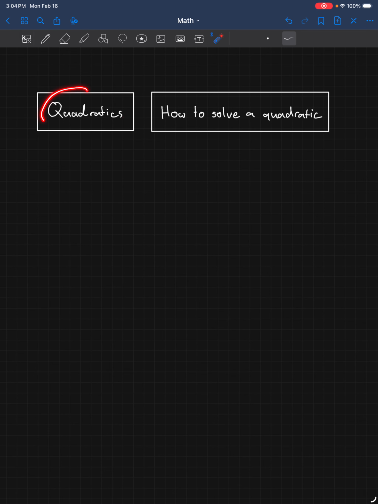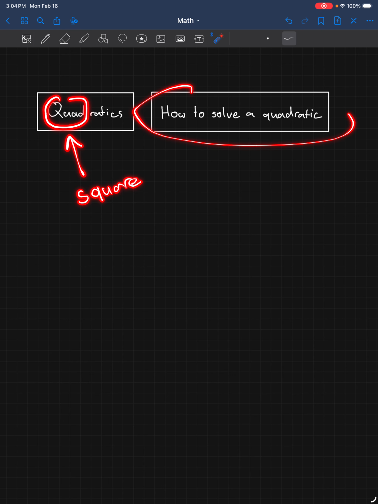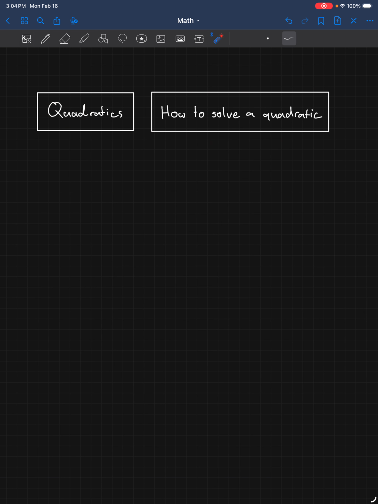What is a quadratic? Well, quad means square. So when we solve a quadratic equation, we probably mean solve a square equation. So, for example, let's say we have x squared equals 100. So we want to figure out what value of x makes this equation true.